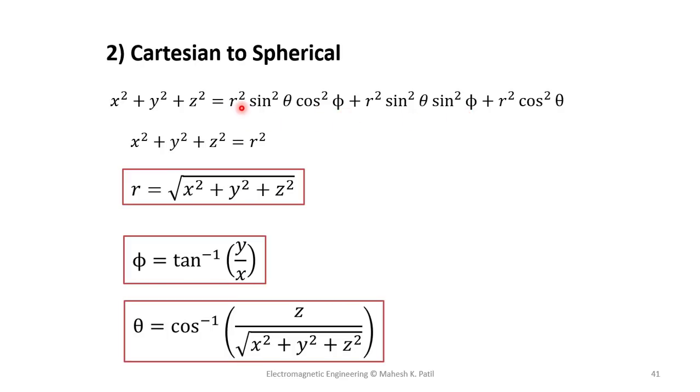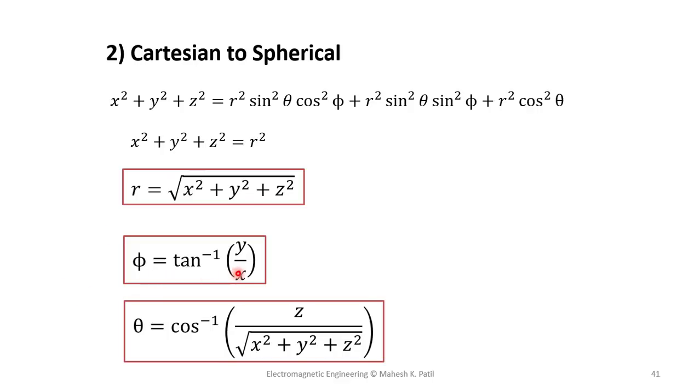Therefore what remains here is r square sin square theta plus r square cos square theta. From this you take r square common. What remains in the bracket? Sin square theta plus cos square theta, and we know that sin square theta plus cos square theta is 1. Therefore finally it remains as r square. So x square plus y square plus z square is equal to r square. Now if I simplify this, r is equal to square root of x square plus y square plus z square. So this is the conversion from x, y, z to r.